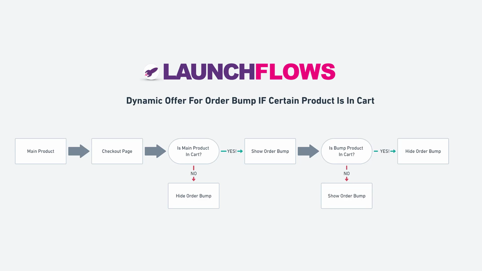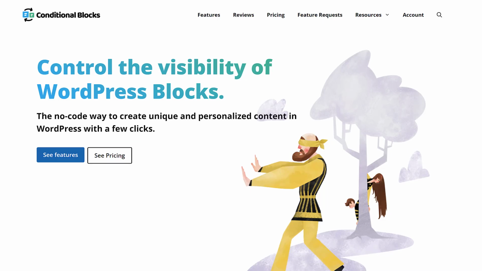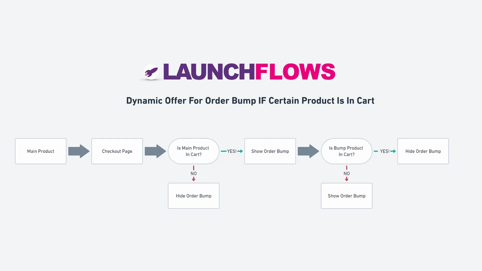In this video, I'm going to show you how to do a dynamic offer for an order bump, but only if certain products are in the cart. In order to accomplish this, I'm going to use LaunchFlows along with the Conditional Blocks plugin. I've shown you other plugins that allow for dynamic offers and conditions. This one is really powerful and yet at the same time, very simple. Together, this with LaunchFlows makes the following possible.